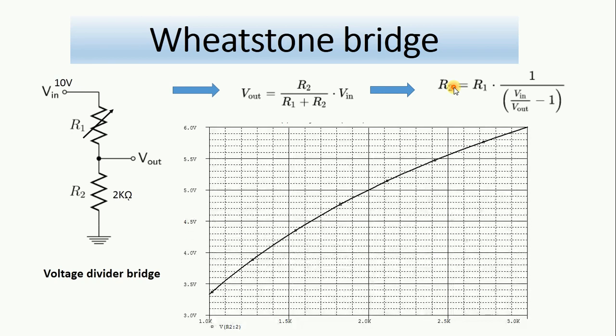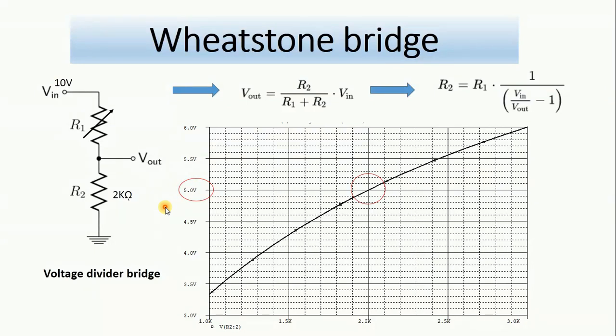And if we look also at the curve here, we can see that we arrive at the half voltage here at the point of equilibrium, when this resistor is exactly equal to half the value of this resistor. So it seems that this voltage divider bridge is actually much easier to use and understand than the Wheatstone bridge.